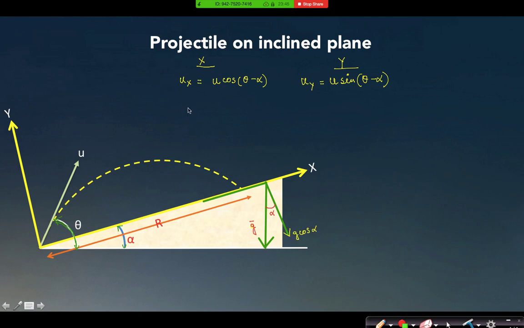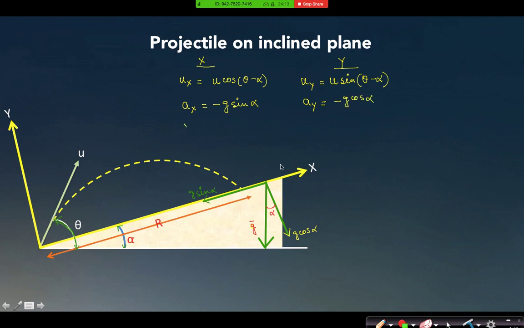And what is this one? g sin alpha. So you can write the acceleration along the x-axis. Is it 0? No. What is the value? Minus g sin alpha. Good. And what is the acceleration along the y-axis? Minus g cos alpha.